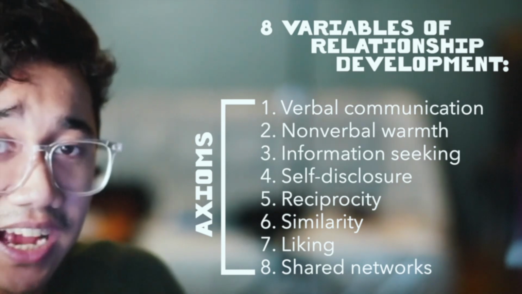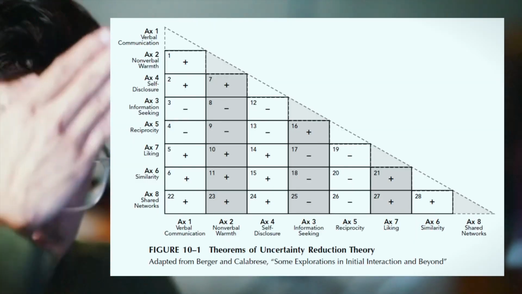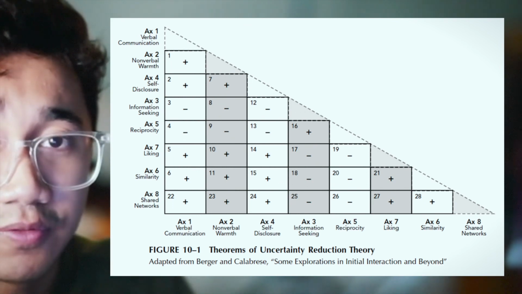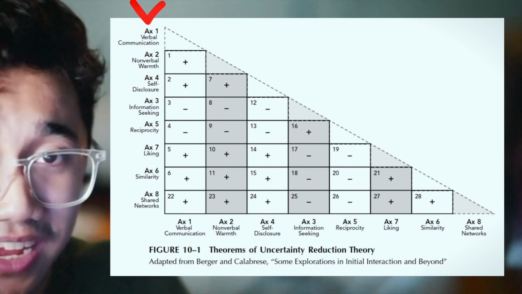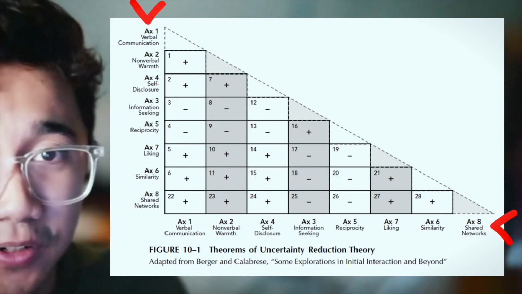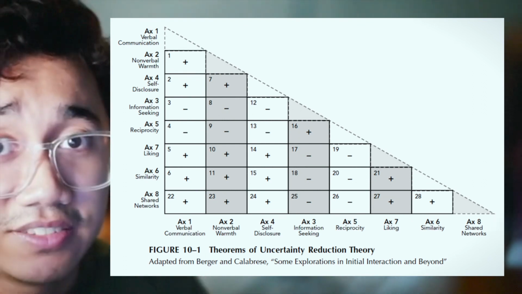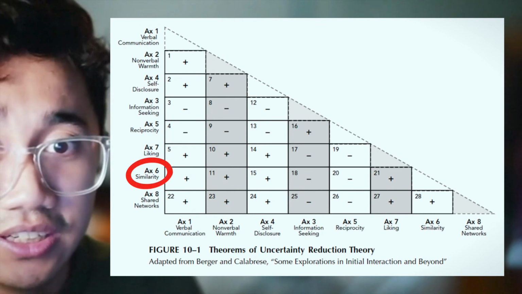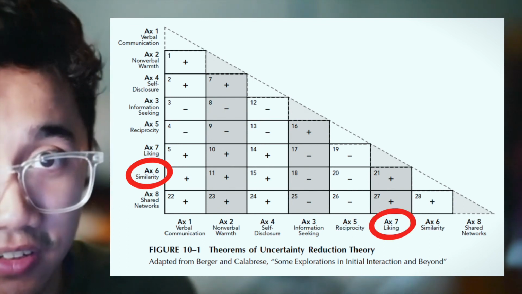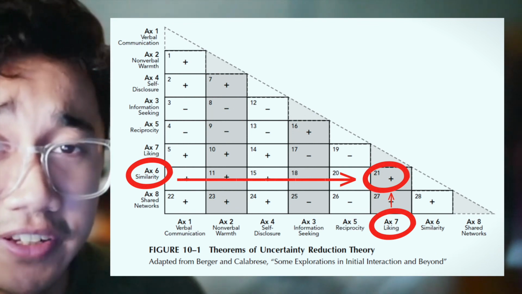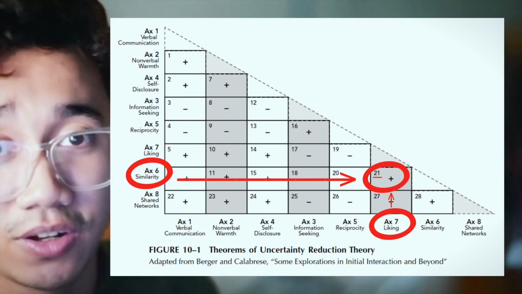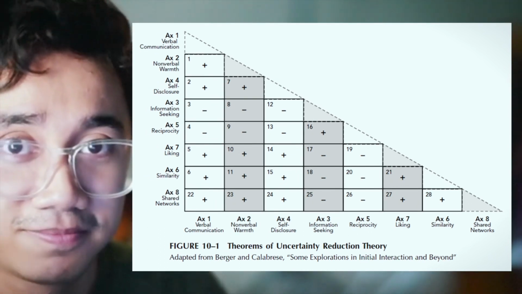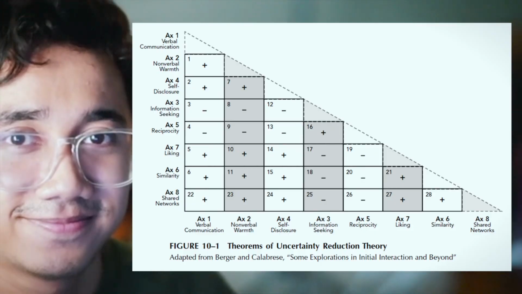And in the theory, these axioms are presented in the matrix table as such. The way to comprehend this table is that when one axiom from the y-axis merges with another axiom from the x-axis, a new theorem emerges. For example, if similarity, axiom 6, reduces uncertainty, and reduced uncertainty increases liking, which is axiom 7, then similarity and liking are positively related. And this is labeled as theorem 21 on this matrix. Screenshot this table now because this will help you so much. I'll wait. I hope you understood that.